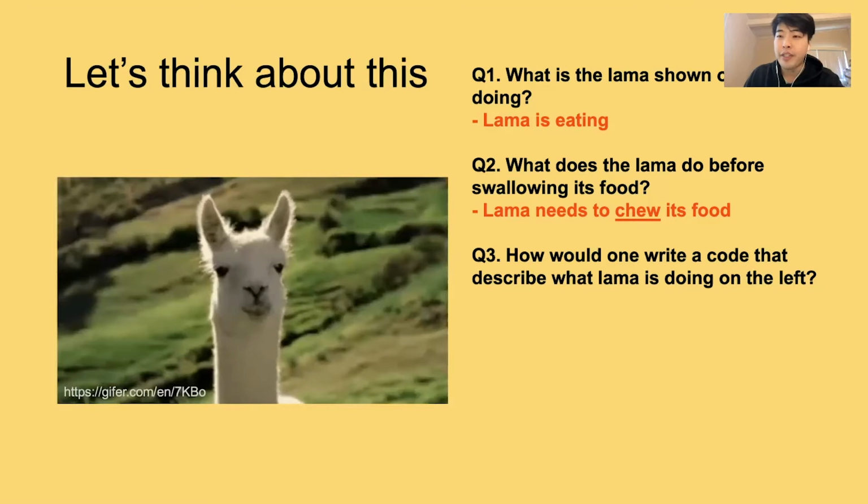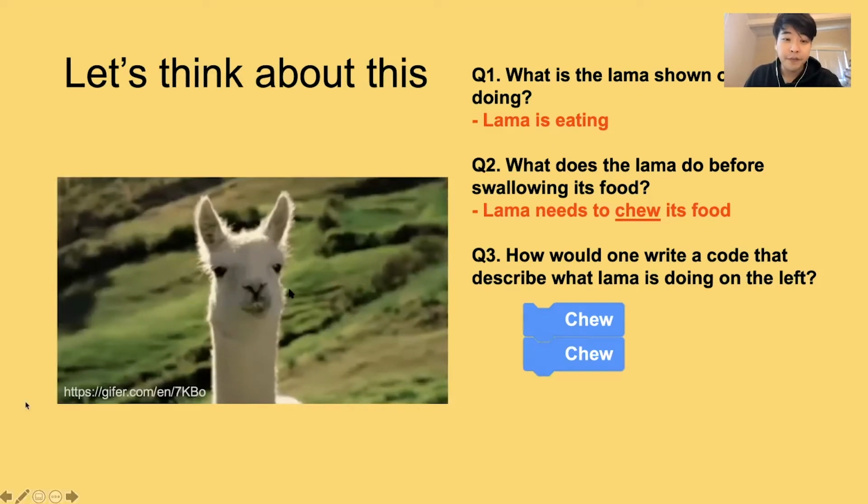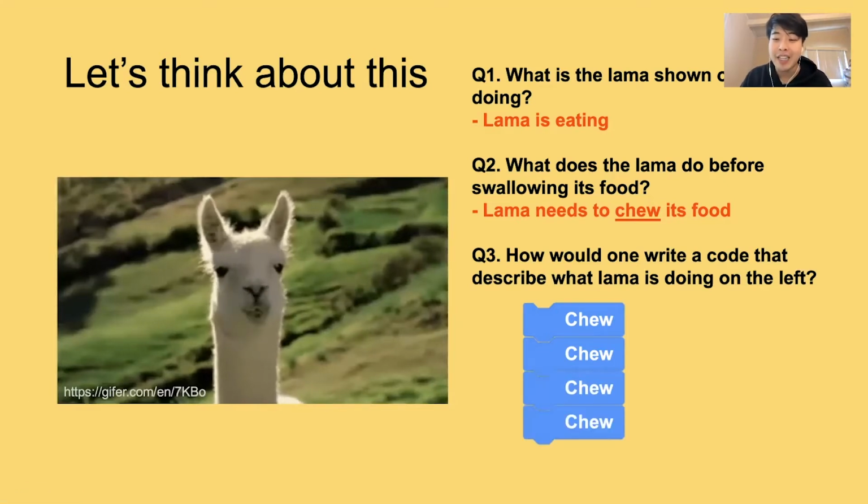Well, it's very easy, right? Chew. But does it chew one time? No. It chews again. Does it stop? No. For this GIF file, it's repeating forever, right? So basically, it's repeating, repeating, repeating. But in real life, practically speaking, does it go on forever?